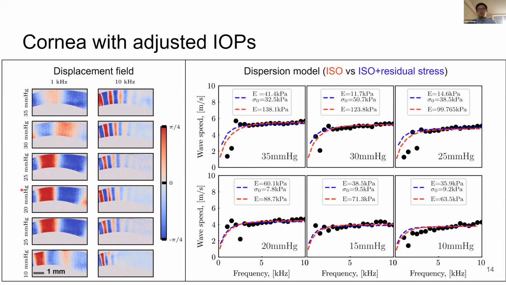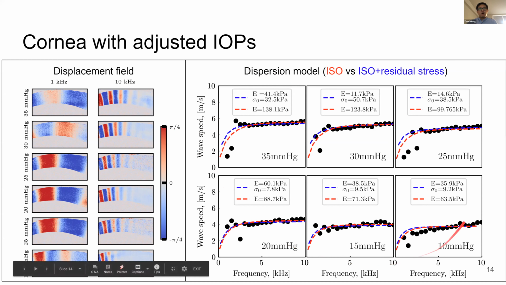So again, we have similar displacements with similar features as we see in the rubber membrane samples. We can see that by increasing the pressure, the wavelength becomes longer. That means the increase in pressure has a stiffening effect on our cornea.